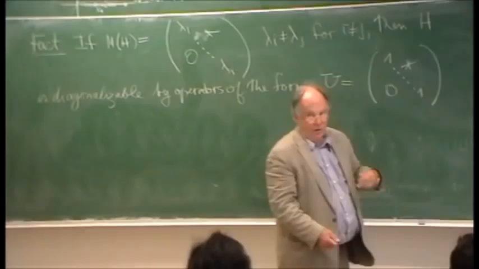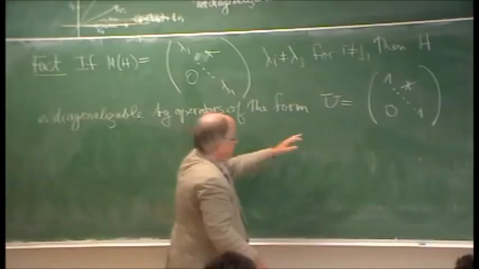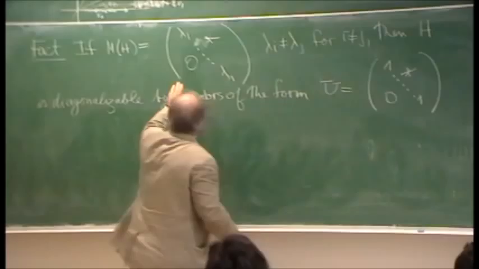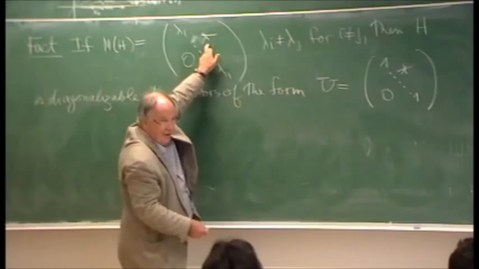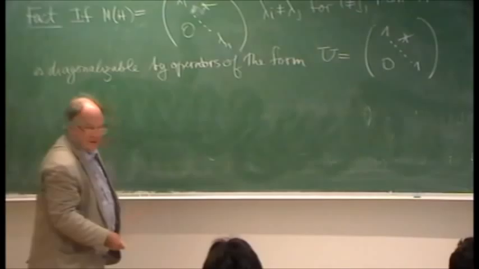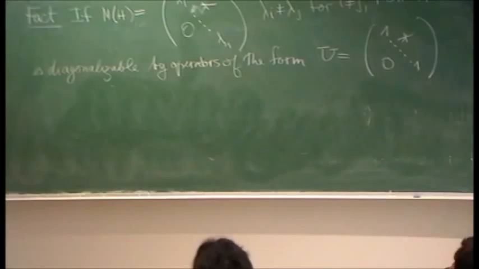And you can check with an induction argument very easily. Just use these little operators to start conjugating to kill the off-diagonal terms. Just try it. Sit down and try it with 3x3 and then you know what to do. Okay? So you can always diagonalize them if these lambdas are different. That's very interesting.